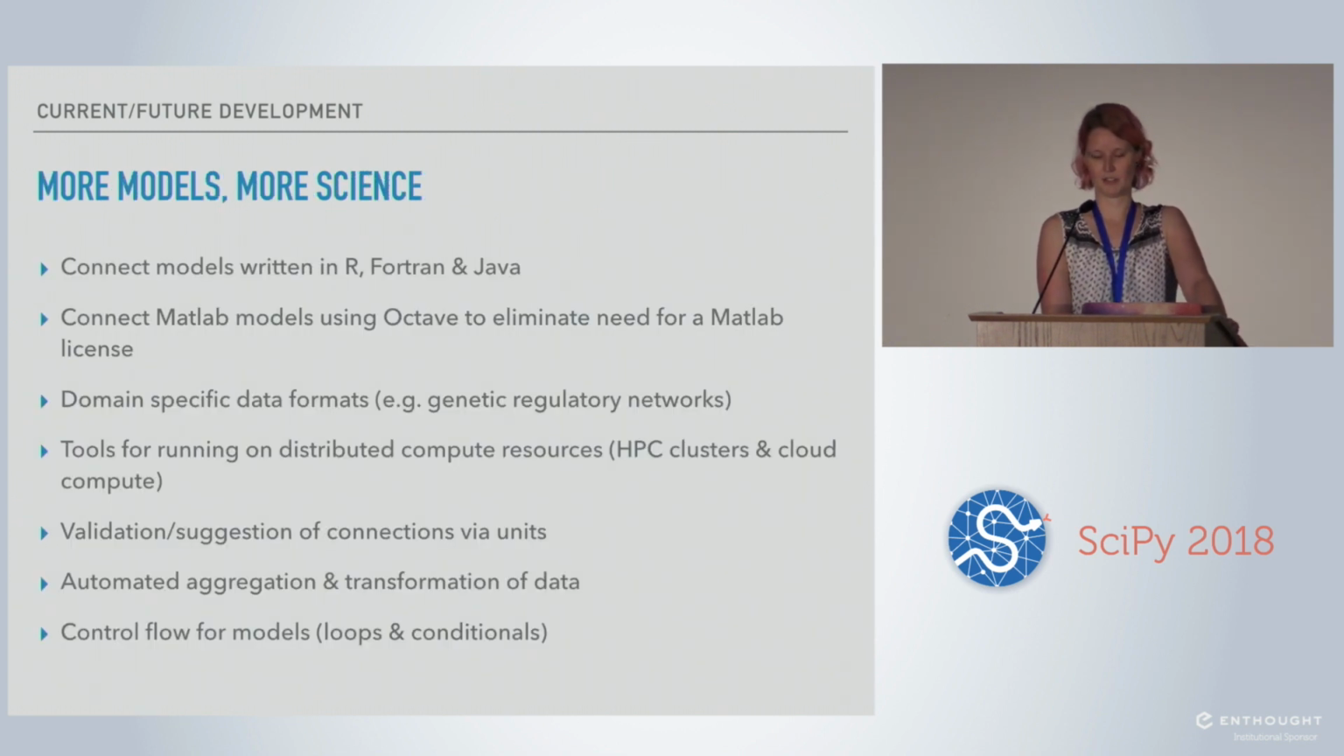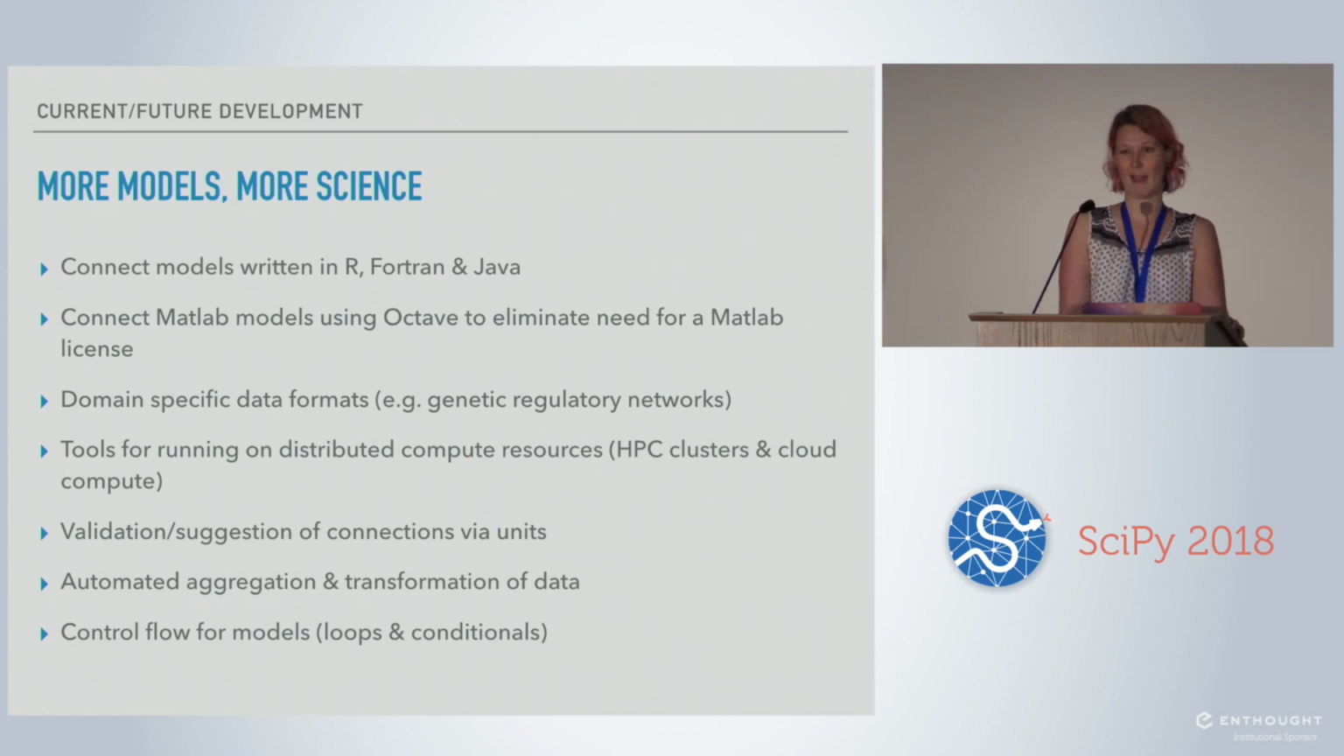In addition to this user interface, we're also looking at expanding so that more domain scientists can use CiS interface and connect their models to existing models. So we want to expand based on community feedback models in R, Fortran, and Java. We want to be able to run MATLAB models using Octave. So right now this is a big limitation, especially for testing, because you need to have that MATLAB license. And that's not always great for collaborations. So we'd really like to be able to run those models using Octave instead.